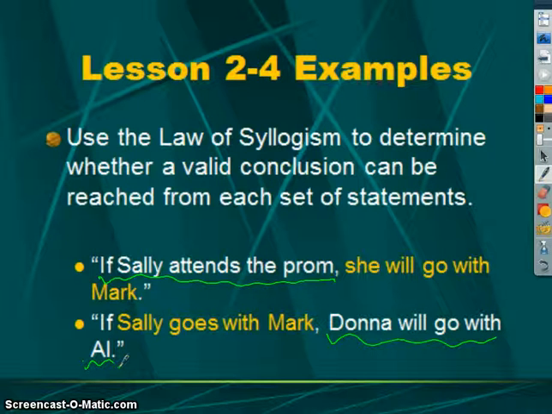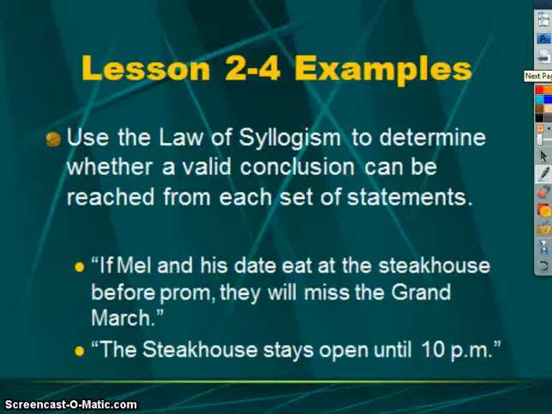All right. Next one, same exact directions. Use the law of syllogism to determine whether a valid conclusion can be reached from each set of statements. If Mel and his date eat at the steakhouse before prom, they will miss the Grand March. Second statement: the steakhouse stays open till 10 p.m.